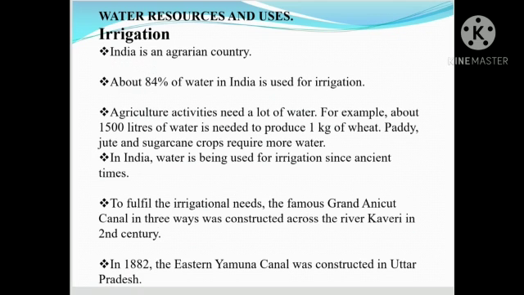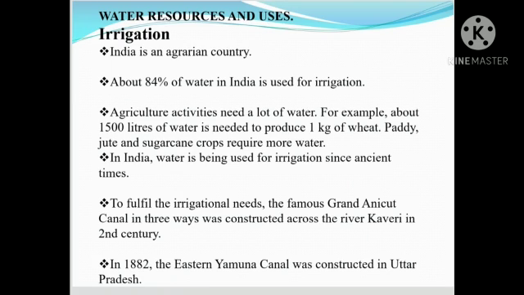Resources and uses. The first one we are going to see is irrigation. India is an agrarian country. About 84% of water in India is used for irrigation. Agricultural activities need a lot of water. For example, about 1500 liters of water is needed to produce 1 kg of wheat. Paddy, jute and sugarcane crops require more water. In India, water has been used for irrigation since ancient times.